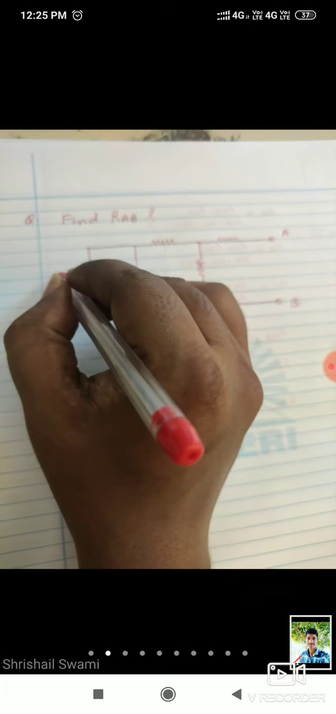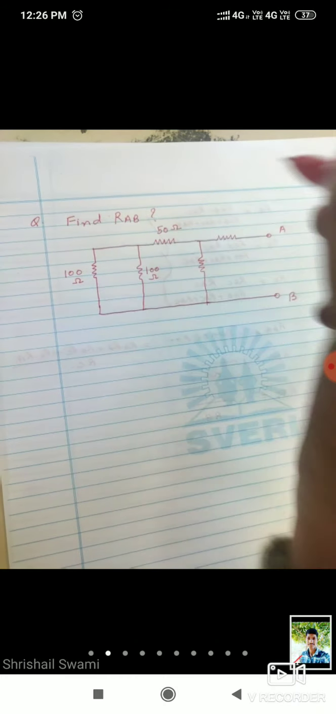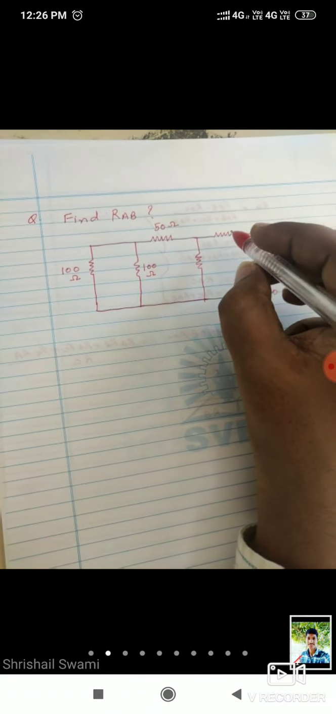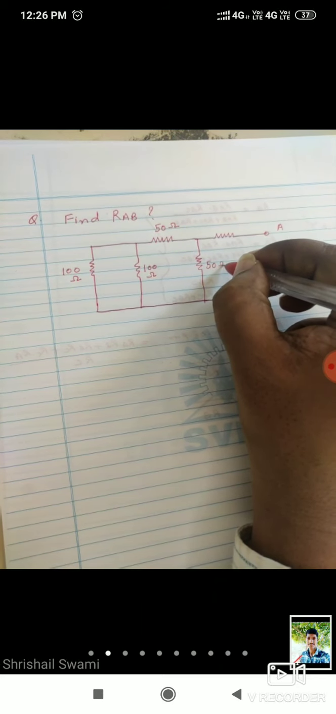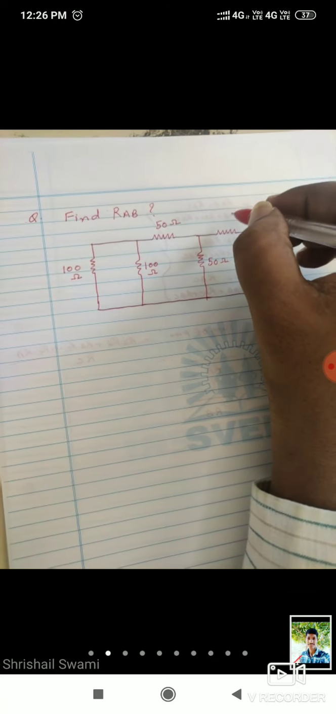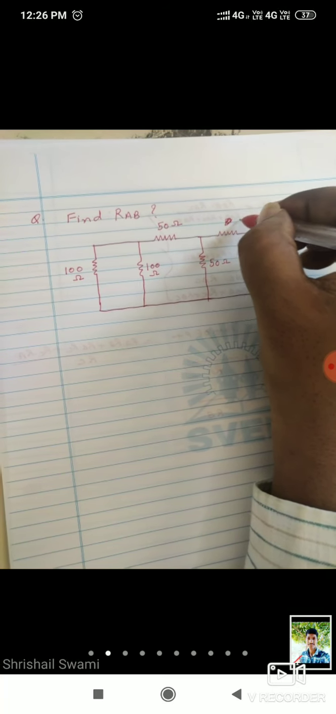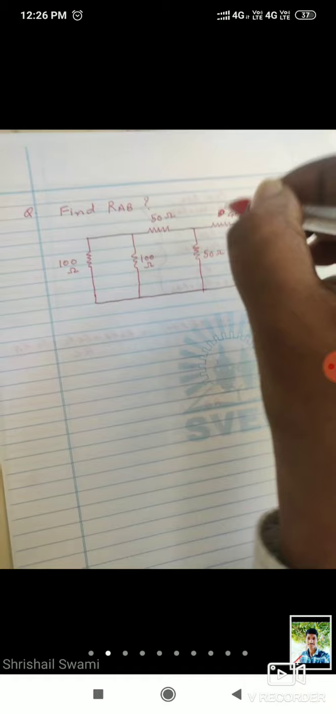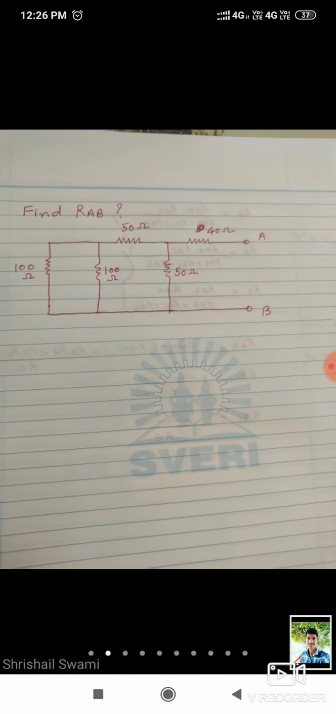So resistors are given here: 100 ohm, 100 ohm. This will be the 50 ohm. And after that we can add, suppose, a 40 ohm is there. Okay, so all resistors are given here. So what is the question here?